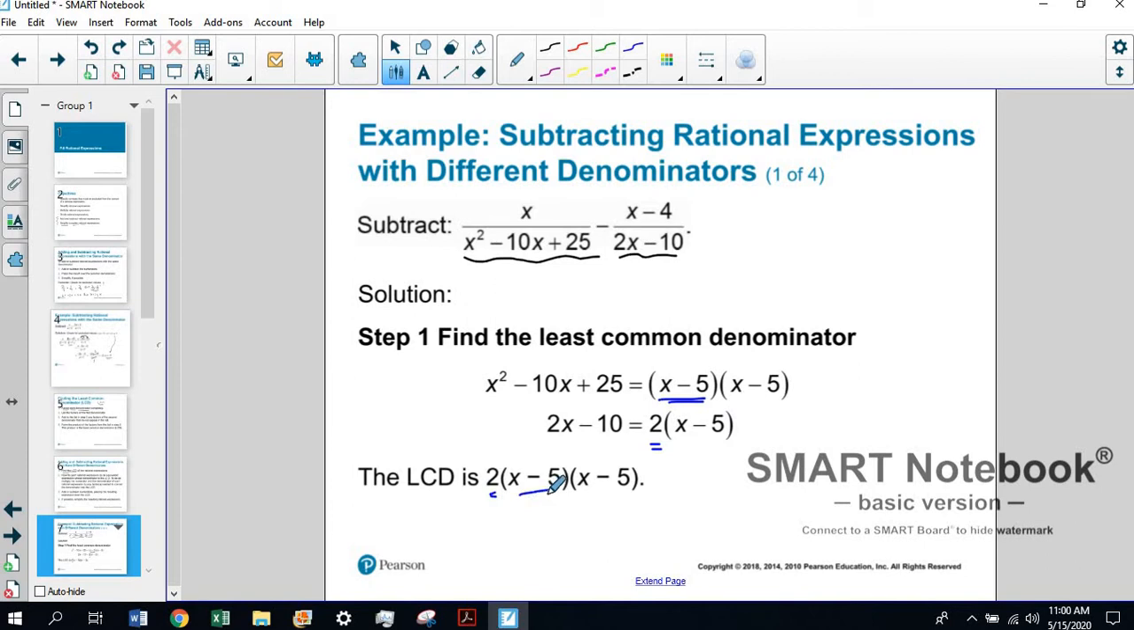And then you need x minus 5, but you need the highest power of x minus 5 because these two x minus 5s here include one x minus 5, right? You don't want three x minus 5s. That's not a lowest common denominator, a least common denominator. That's not least because this group of x minus 5s includes one x minus 5. So you only need two of them, okay? So the least common denominator is 2 times x minus 5 times x minus 5. That's the least common denominator, okay?